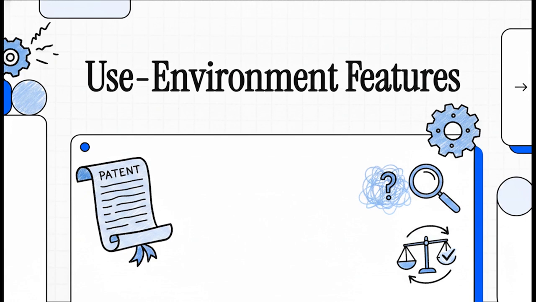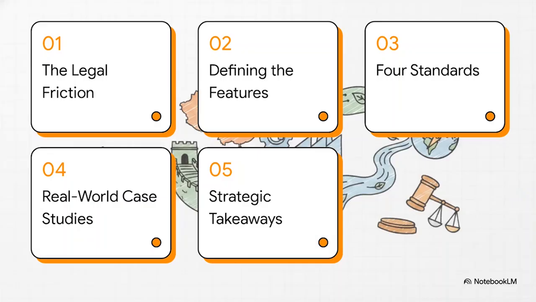Well, finding the answer to this exact problem led Chinese courts to create a totally unique judicial concept known as use environment features. And today, we're going to demystify exactly what that means. Okay, let's dive right into this. We'll be moving through a 5-part journey today, starting with the legal friction, then defining use environment features, outlining the 4 standards of infringement, looking at some real-world case studies, and finally, wrapping up with strategic takeaways.